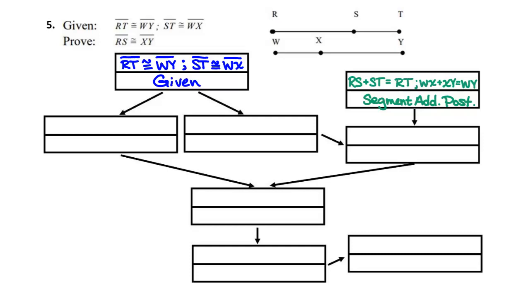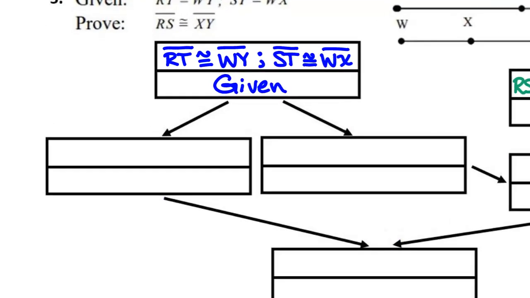So what can I say if I know that RT is congruent to WY? Their measurements are equal. What about ST and WX? Same thing. Why am I allowed to say that? It told me they were congruent. Why am I allowed to take it one step further and say that means that they have to have equal measurements? What'd you say? Definition of congruent segments.